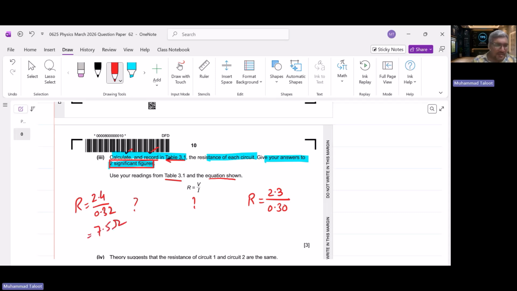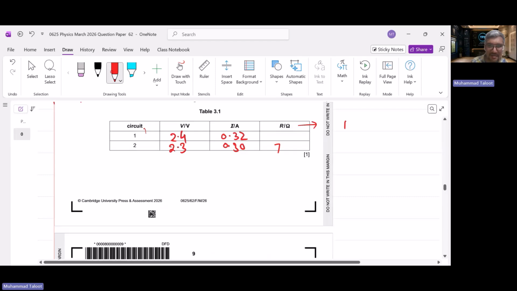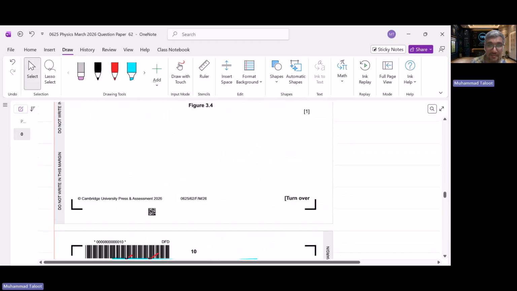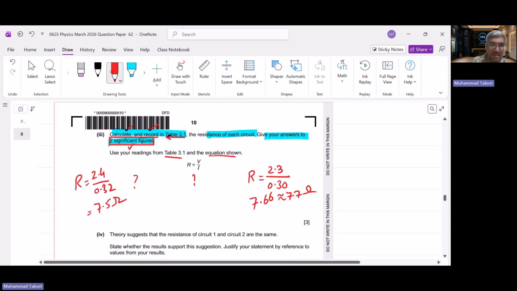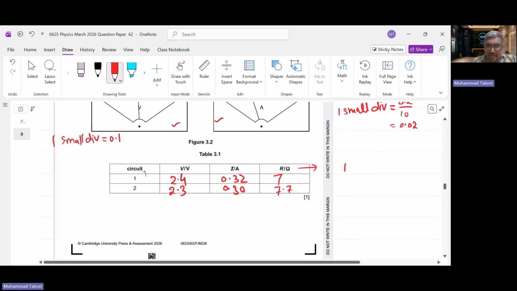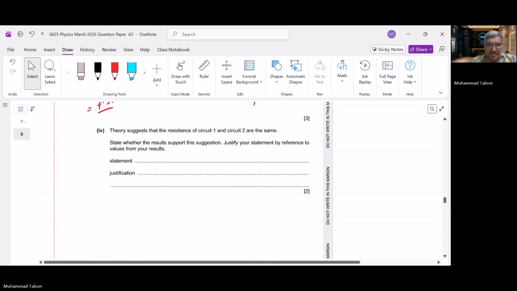Then 2.3 divided by 0.30. So this becomes 7.66. So what I do, I round this to 7.7 ohms. You have to record these values in the table. That is 7.7, to two significant figures. That's why I have rounded. I tell you here, two significant figures. 7.5, two significant figures. So these are the two values. We are done with this. One mark question, but anyhow.